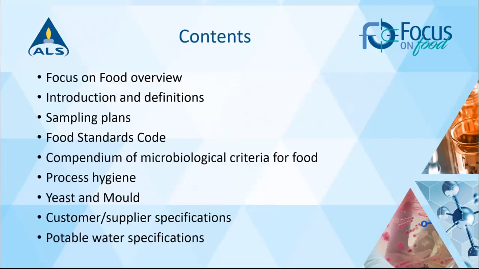So we'll begin today with a quick overview of the Focus on Food website for those of you that haven't explored it yet, followed by a brief explanation of 2-class and 3-class sampling plans. Then we'll move on to the Food Standards Code, other useful FSANZ publications, and round it off with a look at process hygiene specifications, yeast and mold, customer requirements in regards to microbiological testing, and what constitutes potable water from a microbiological perspective.